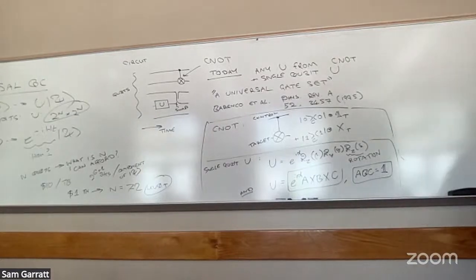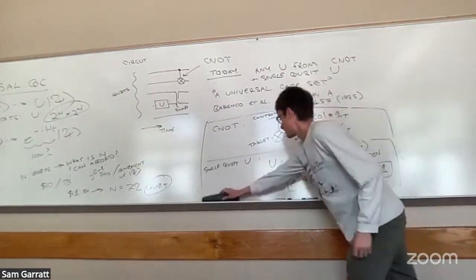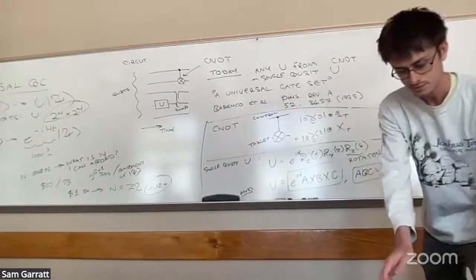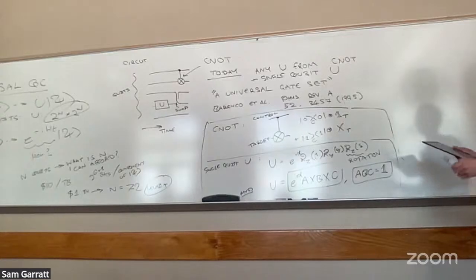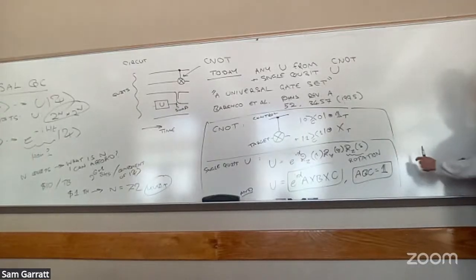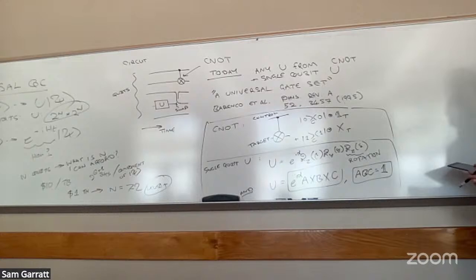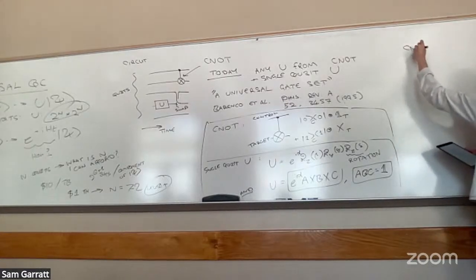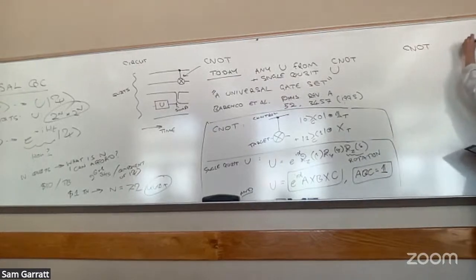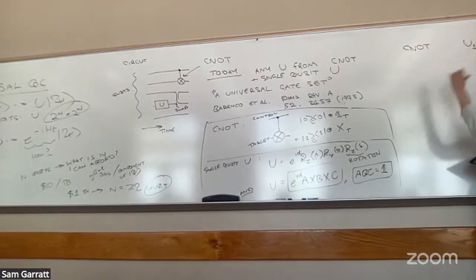Let me move this out of the way. Okay. So now I can sketch the outline of what we're going to do. The ingredients are going to be CNOT and the single qubit U, let's call it U1.